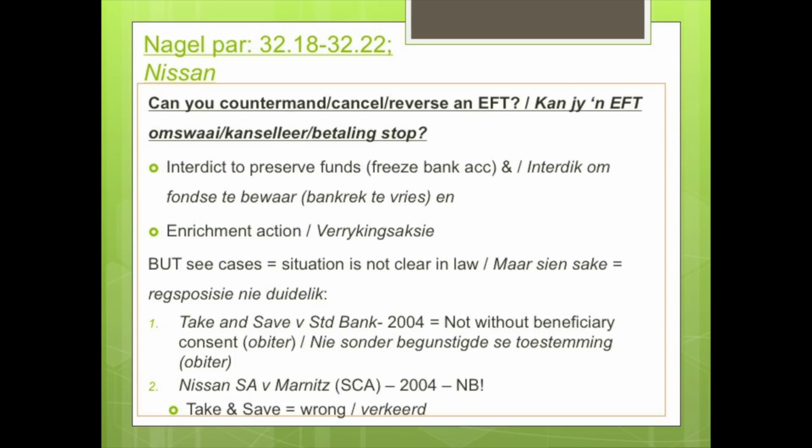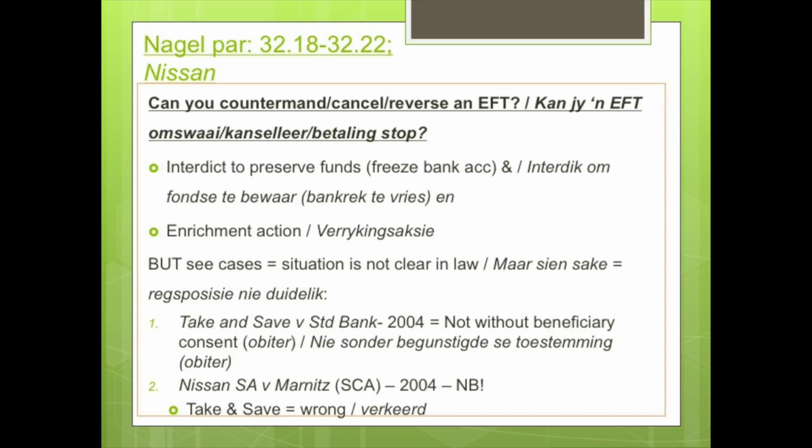The main argument was about the bank not adhering to a client's instructions. And in the case, evidence of the interbank agreements that prevent the reversal of EFTs was led, and in the process the court made an obiter, passing comment that you cannot retransfer or reverse a transfer without a beneficiary's consent.